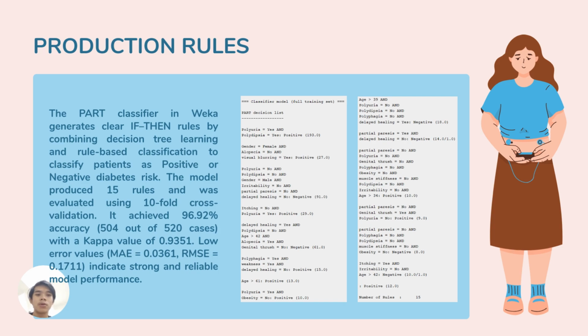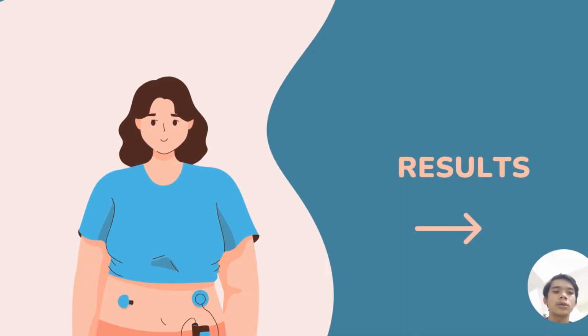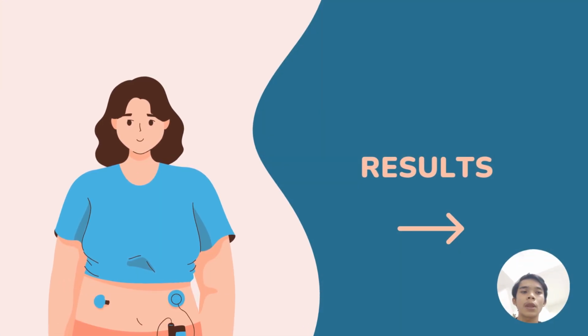Okay, in conclusion, the production rules are clear, accurate, and reliable. They help doctors or all system users easily understand how the system makes decisions about diabetes. Okay, that's it for the diagrams. Next, we move to the results to see the outcome of the system.